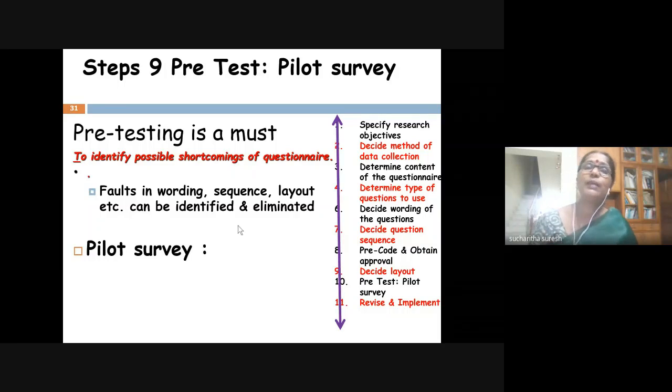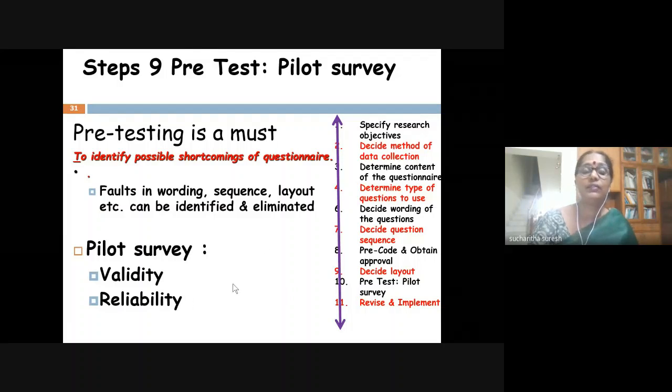But why is this pilot study done? Pilot study is required to know the reliability and validity of the data. So far you are preparing the questionnaire and getting approval from the people, but you have not seen how the people are responding to it. So to find out reliability and validity, a pilot study is important.